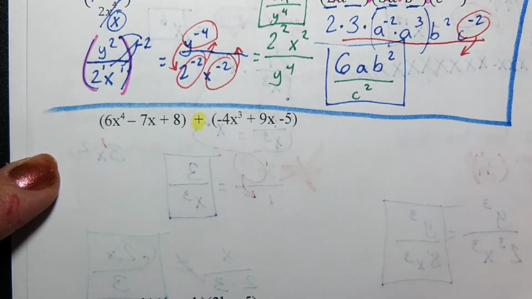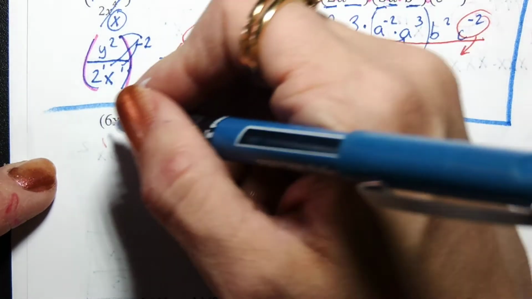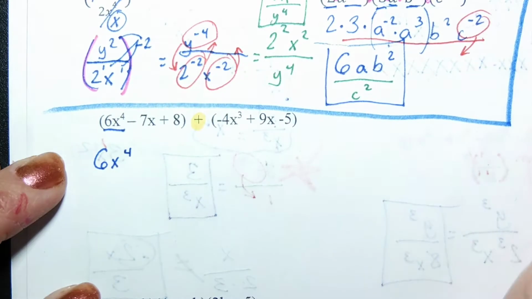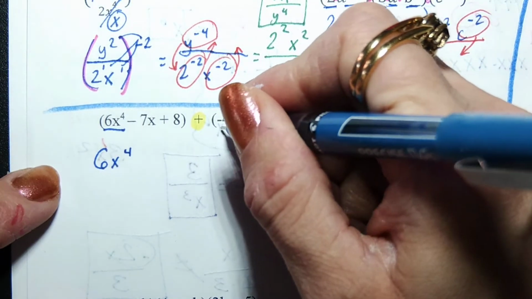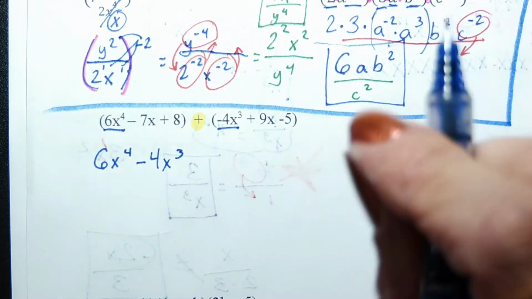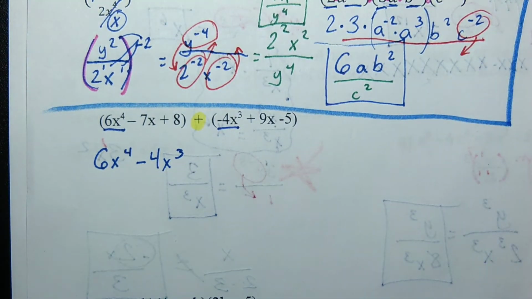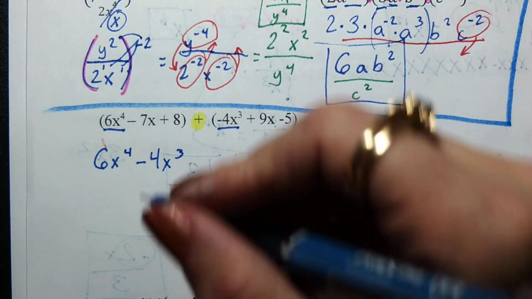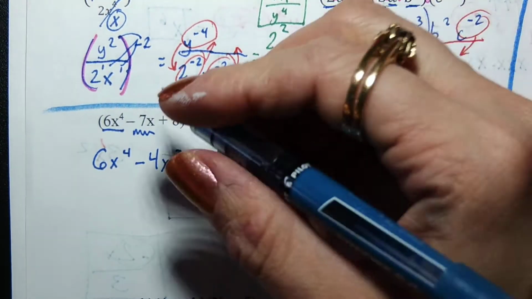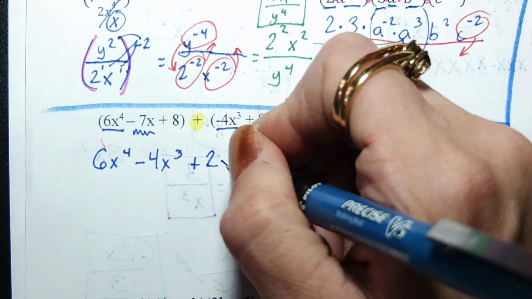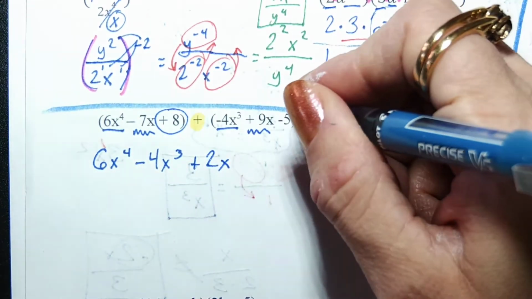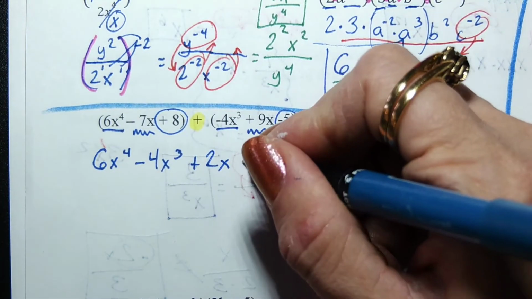So we've got 6x to the 4th. Does it have any buddies? Nope. So that's just going to be my first term. Then I'm going to look for my x cubed stuff. We've got negative 4x cubed. No buddies for that one. Any x squareds? Nope. Then we've got negative 7x and 9x, which gives us positive 2x. And then a positive 8. And the negative 5 gives us a positive 3.